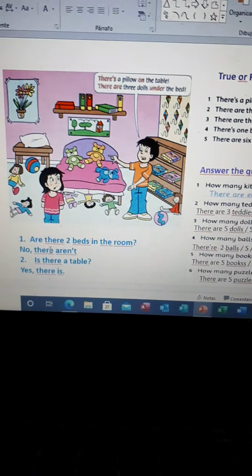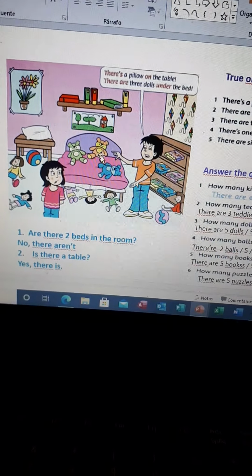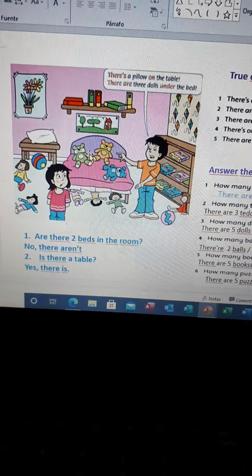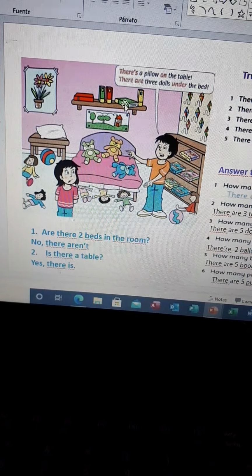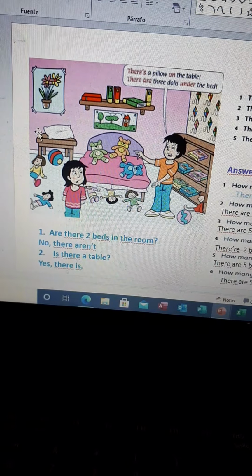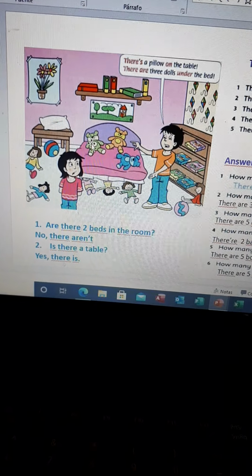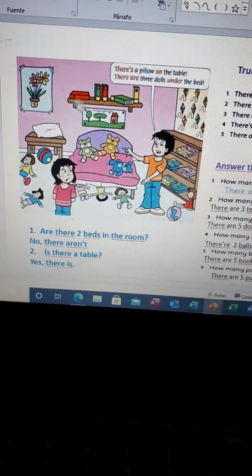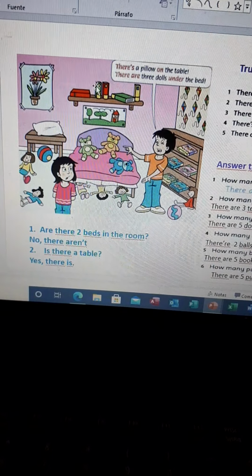Are there two beds? Of course, there aren't two beds because we only have one. So, are there two beds in the room? No, there aren't. Okay. Is there a table? Yes, of course, there is a table. Is there a pillow? Yes, there is a pillow. Is there a shelf? Yes, there is a shelf. Are there 5 books? Yes, there are 5 books.